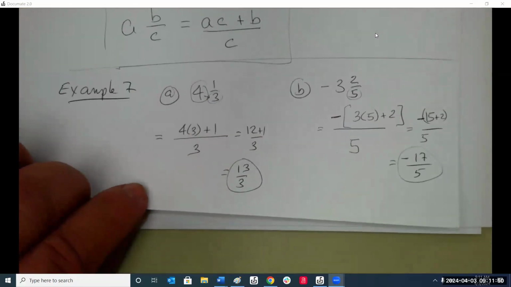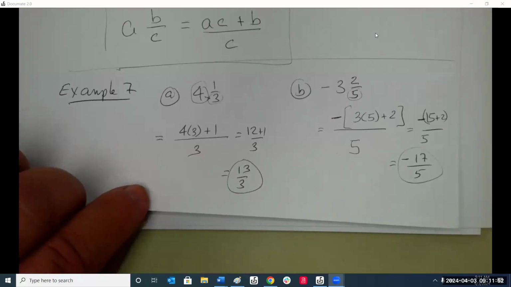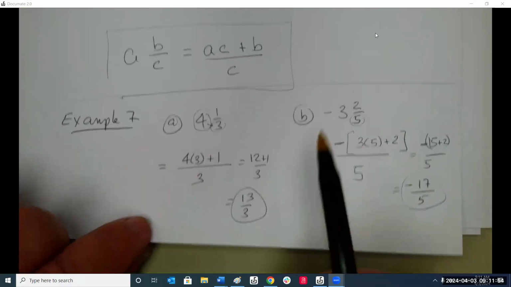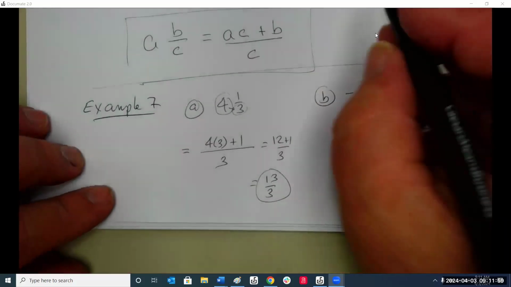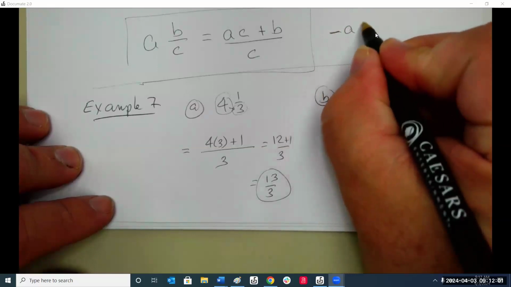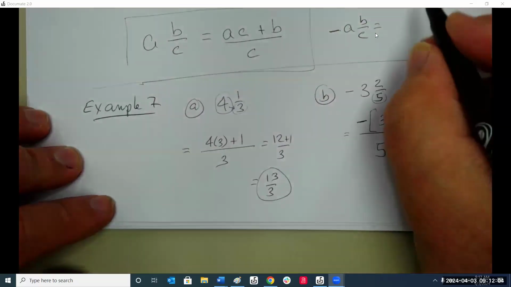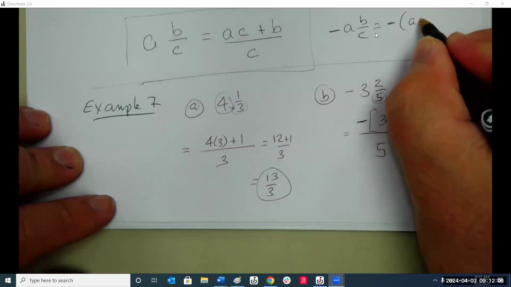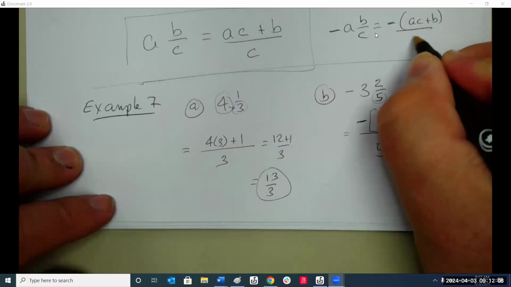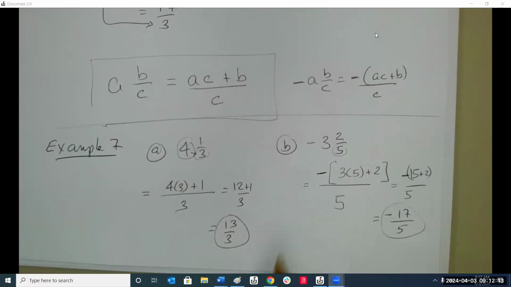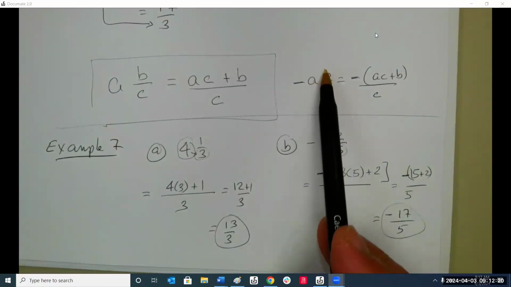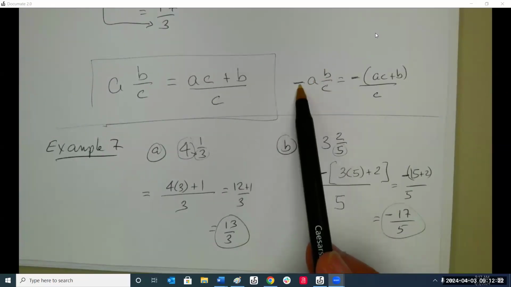Any questions about those? Yeah, so if we just follow this rule here, you can never go wrong. And if A is negative, it's just that. The negative just goes out in front, because no one particular number is negative. It just means the whole thing is negative.